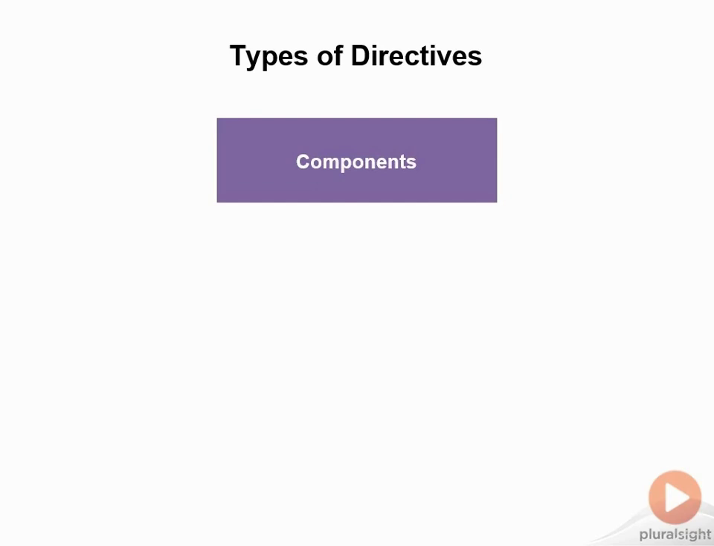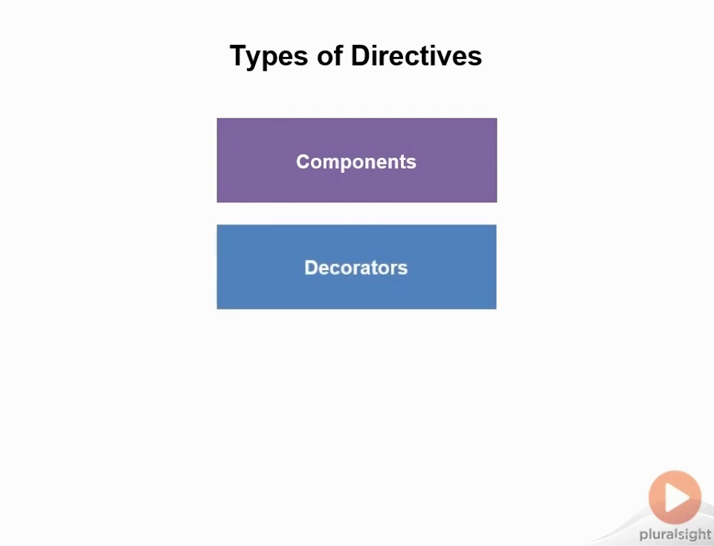Components are often business case specific, like our user info card, but they can be generic as well, such as a button. The next type of directive is a decorator.